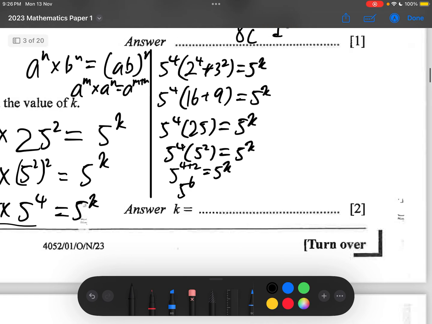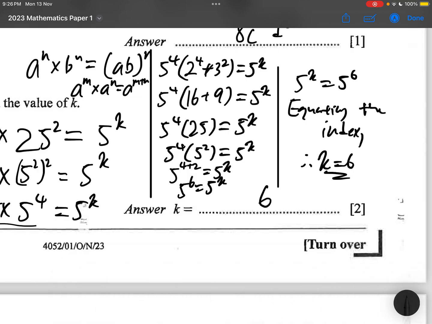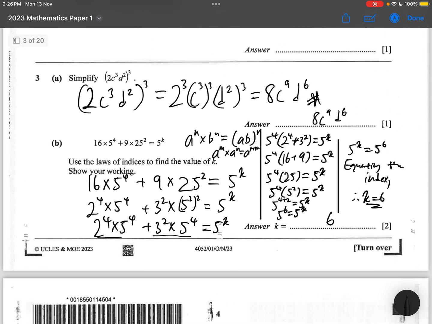So I have 5 to the power of 6, which is equal to 5 to the power of k. And yeah, I'm getting really close to the answer. So eventually, equating the index, I get k equals 6. Voila. And yeah, that is question number 3 of this year's maths paper for the Singapore Cambridge GCE O-level examinations.